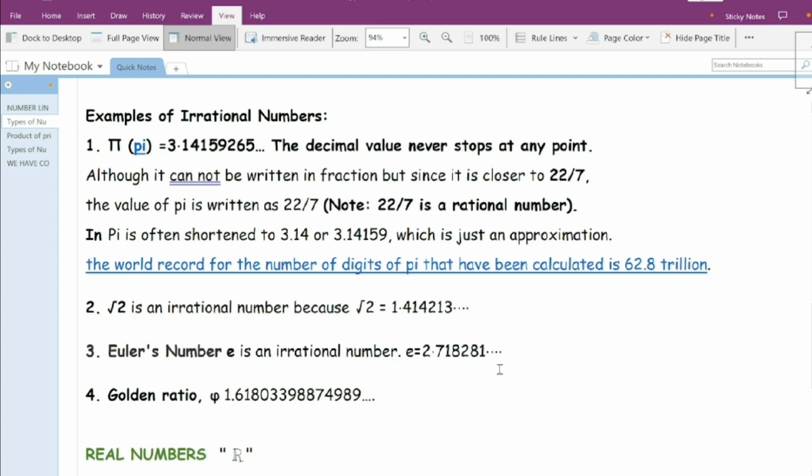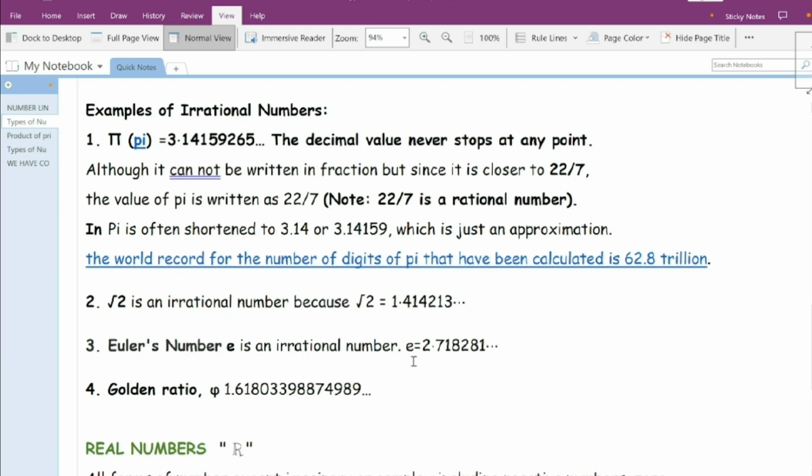Euler's number is also an example of an irrational number. It's a decimal with non-terminating values. It continues and they are not repeated. We can see that they are not terminating, they don't have an end, they continue. Same as the golden ratio. You can see it continues, it doesn't end. These are all examples of irrational numbers where the decimals do not end or terminate.